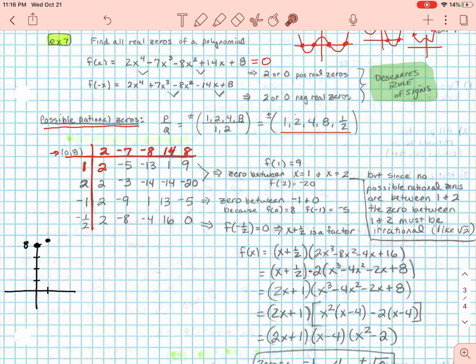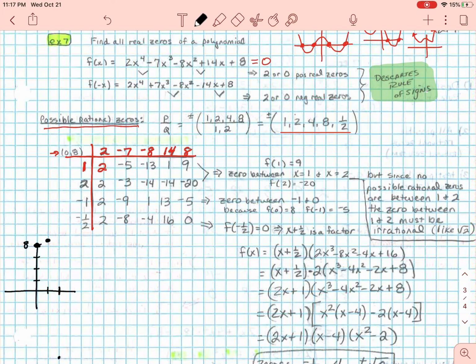So we go through our list and we try a 2. We bring down the 2 again, and 2 times 2 is 4, plus -7 is -3. -3 times 2 is -6, plus -8 is -14. -14 times 2 is -28, plus 14 is -14, and -14 times 2 is -28, plus 8 is -20. That is very significant because we know that f of 2 is -20. That's going to be way down here somewhere.